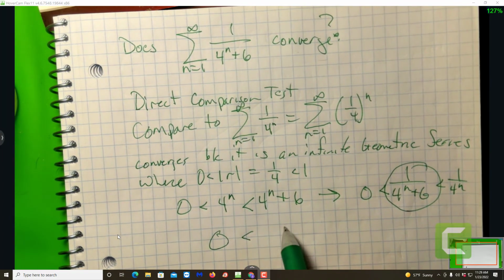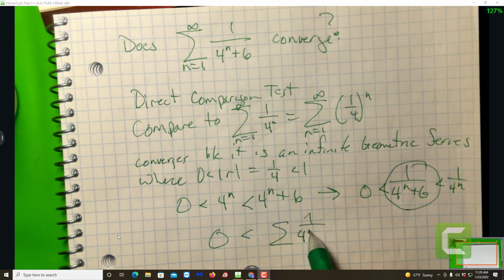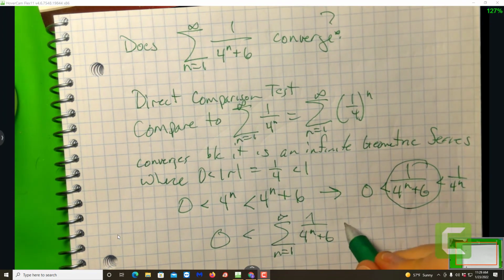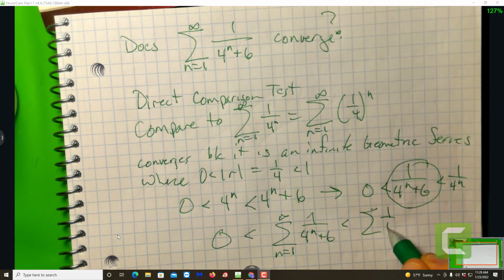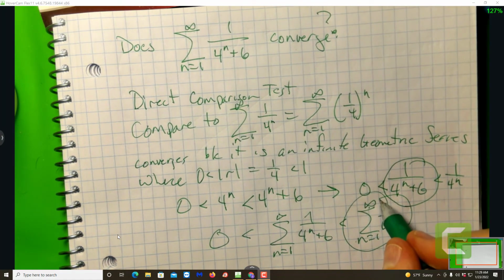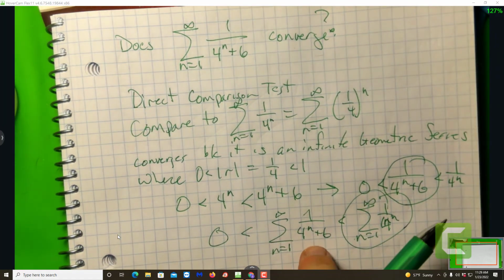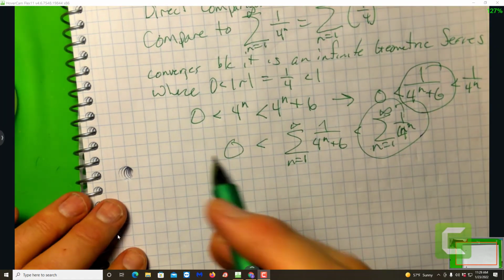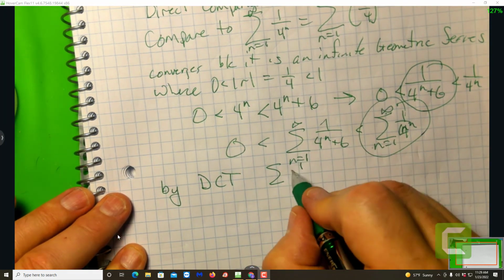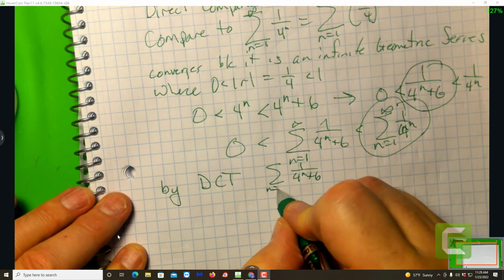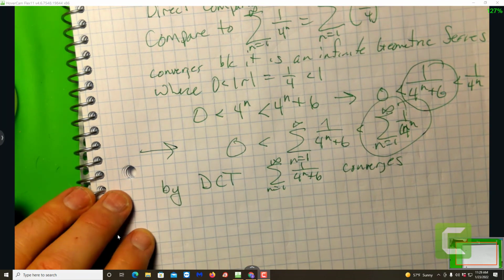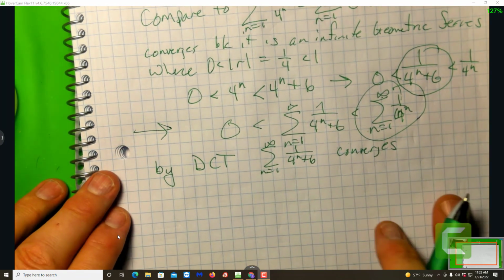So what's that mean? If I add these up, that means that this series is dominated, its partial sums, term by term, for all n, by 1 over 4 to the n. And since this dominates it and this converges, this forces this to converge. By the direct comparison test, the series 1 over 4 to the n plus 6, where n goes from 1 to infinity, converges. Now notice you had to do some inequality work there, which can be tedious.